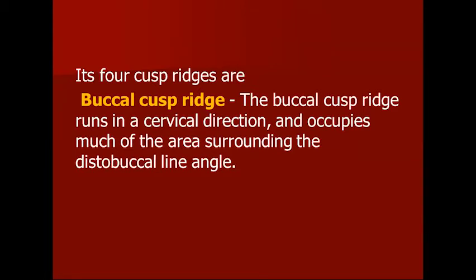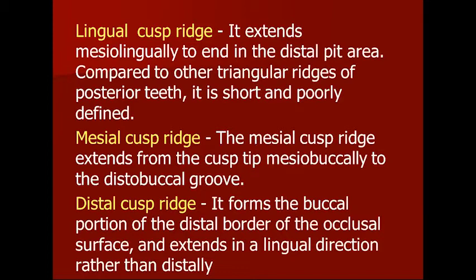Lingual cusp ridge, it extends mesiolingually to end in the distal pit area. Compared to other triangular ridges of posteriors, it is short and poorly defined. Mesial cusp ridge, the mesial cusp ridge extends from the cusp tip mesiobuccally to the distobuccal groove. Distal cusp ridge, it forms the buccal portion of the distal border of the occlusal surface and extends in a lingual direction rather than distal.